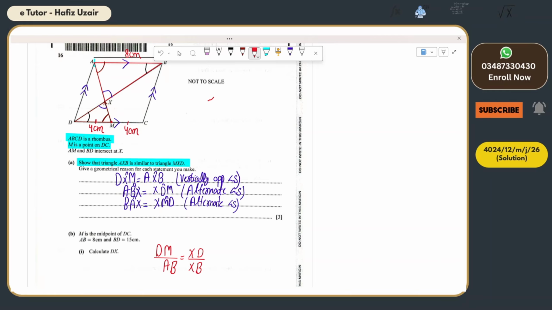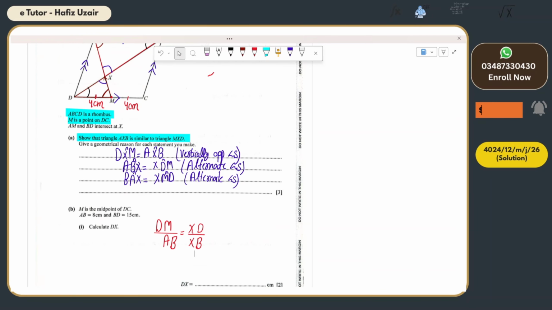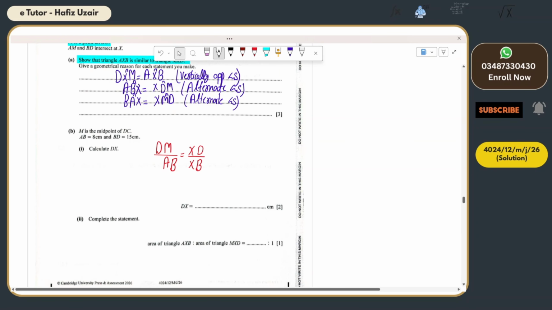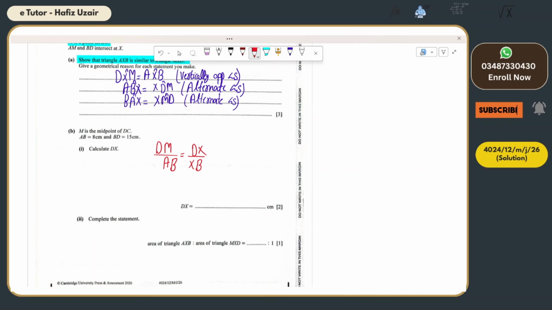Let's write out the values. So DM is 4. In the question it is DX, so you can write DX. So DM is 4 over 8 is equal to DX over XB. And now if we solve this, you will get 1 over 2. So you can write DX ratio XB is equal to 1 ratio 2.